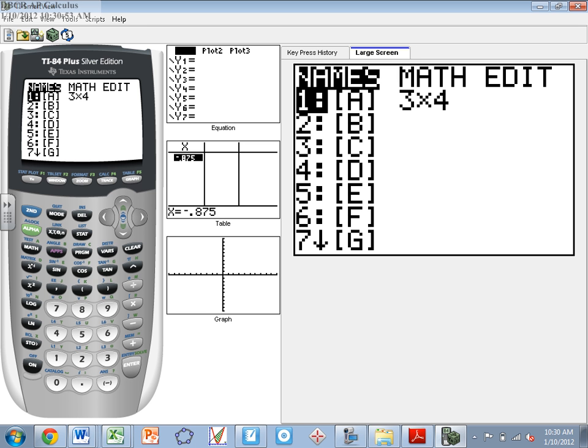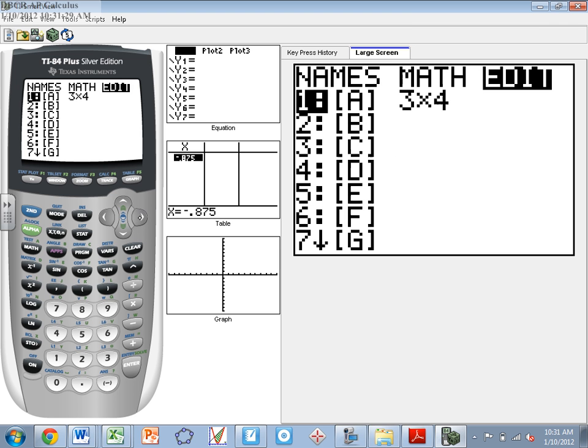So this is what you should have in front of you. You might not have anything here right now. That's fine, because you have never input a matrix. Again, press second, and then the button below math. Got it yet? Okay. Now, what we want to do is input a matrix. There's no word input here, but the word edit is along the top. So we're editing a matrix. So go over until you get to edit, and then please hit enter.